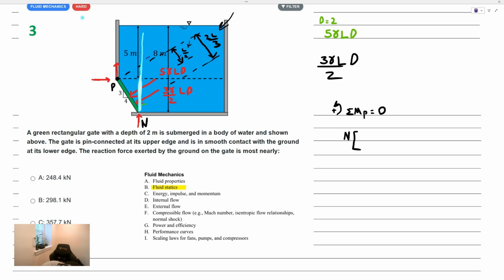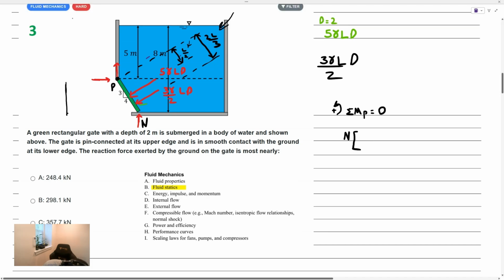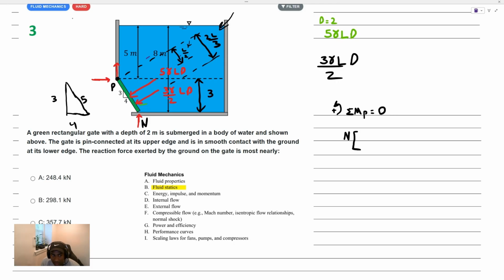This would be our line of action of the normal force. We're looking for just the horizontal distance, the perpendicular distance from P to that normal force. If we call this length right here L, we had that similar triangle, that 3, 4, 5 right triangle. What you could see is that the height right here is 3, right? It's the difference between 5 and 8. That means that the length of the gate is 5.